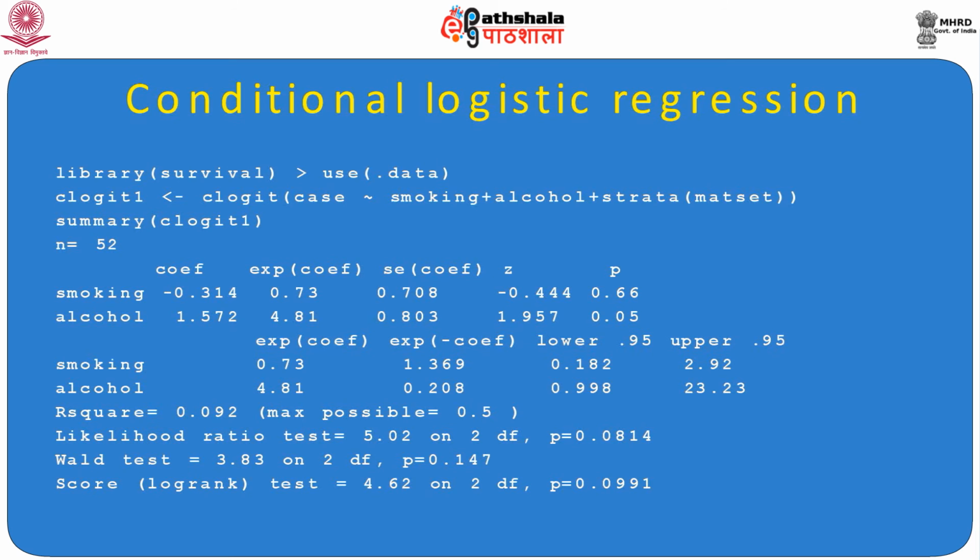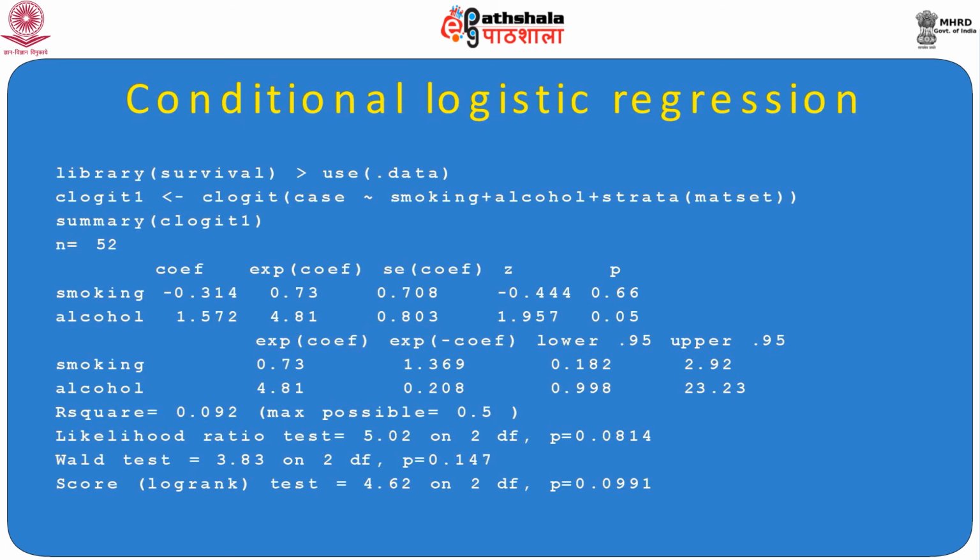And now we are calling the summary of clogit1, when we get these regression coefficient values obtained through the logistic regression. For smoking it is -0.314 and the corresponding exponential of coefficient value 0.73 and standard error 0.708 with the z value minus 0.44 with p value 0.66. Now again for alcohol we are getting coefficient value 1.57 with exponential of coefficient 4.81, standard error of coefficient 0.803, z value 1.95 and p value 0.05.